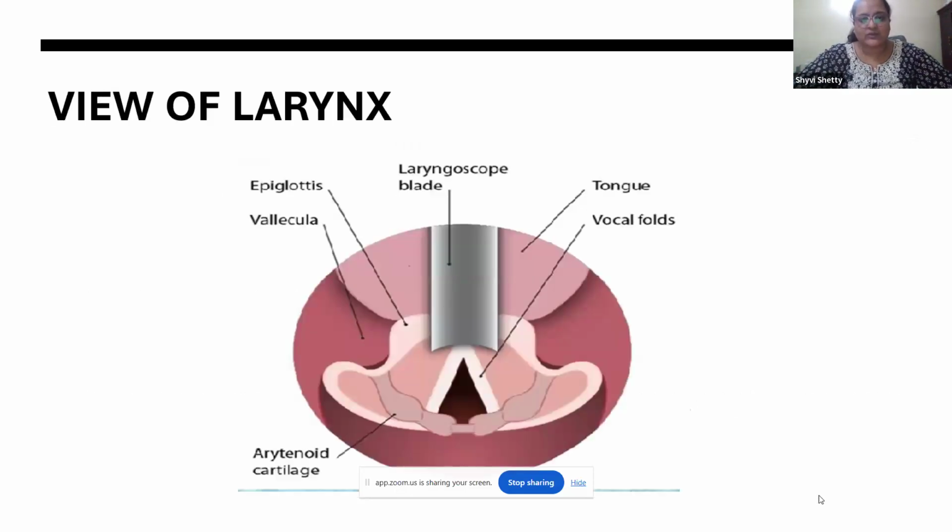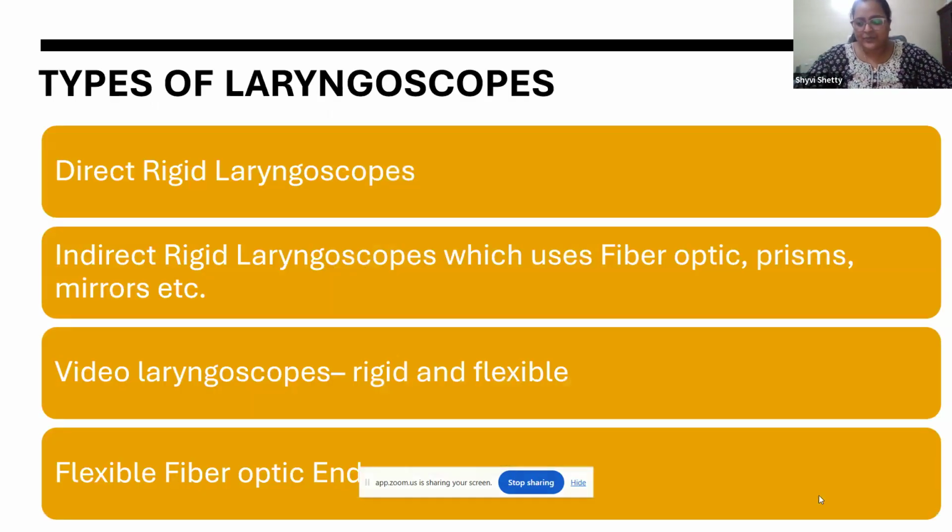So this is basically the view of the larynx we get while using direct laryngoscopy. You can see a laryngoscopic blade here. There's the epiglottis. Then we have the vallecula, the arytenoid cartilages, the tongue above, obviously, and the vocal cords through which we pass the endotracheal tube. Coming to the types of laryngoscopes, we have direct rigid laryngoscopes, and indirect rigid laryngoscopes, which use fiber optics, prisms, and mirrors. Then we have video laryngoscopes, which is a newer method of laryngoscopy. In that also we have rigid and flexible. And then we have the flexible fiber optic endoscopes.